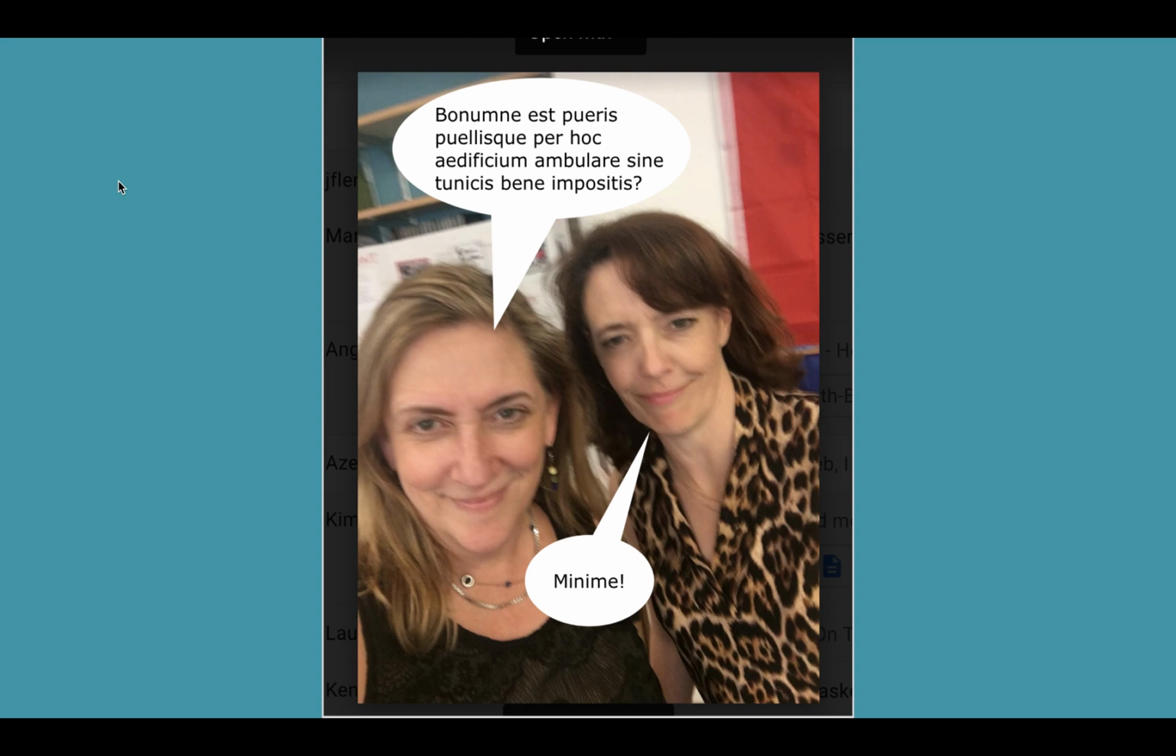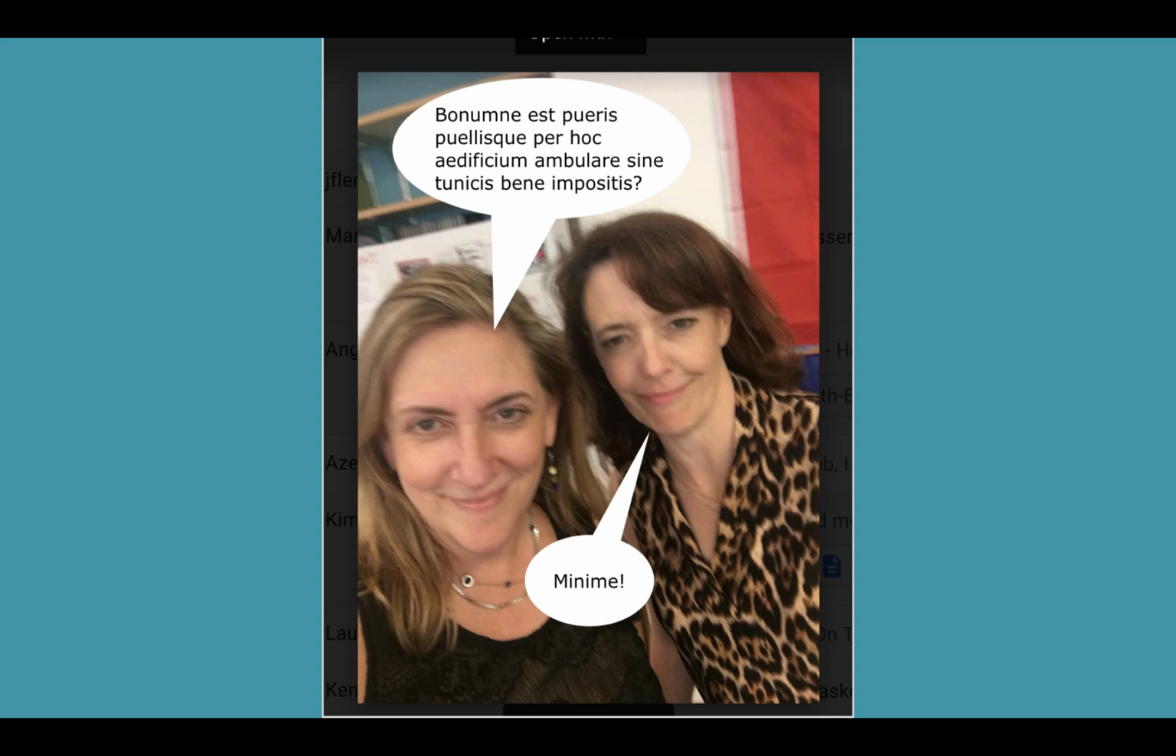Minime, says Miss Sams. And what are we talking about? Is it a good thing? Pueris puellisque? Ah, yes, but no preposition. People in the ablative always have a preposition, and pueris and puellis are people, so they must be the dative. Is it a good thing to or for whom? For boys and girls? Is it a good thing for boys and girls to walk through this building without their shirts having been put in well?